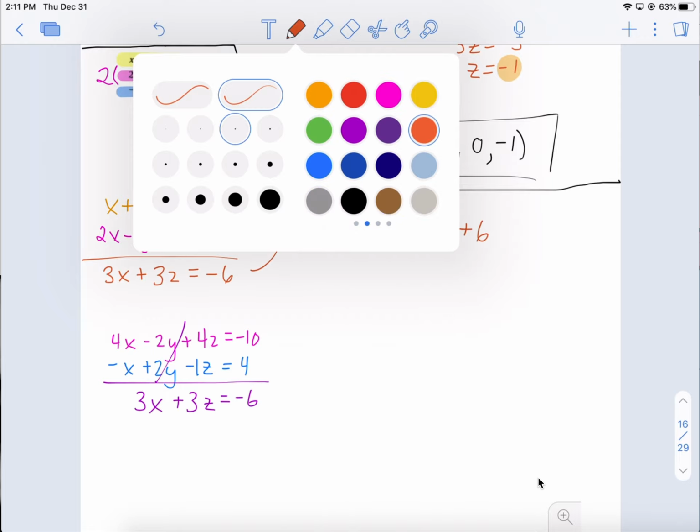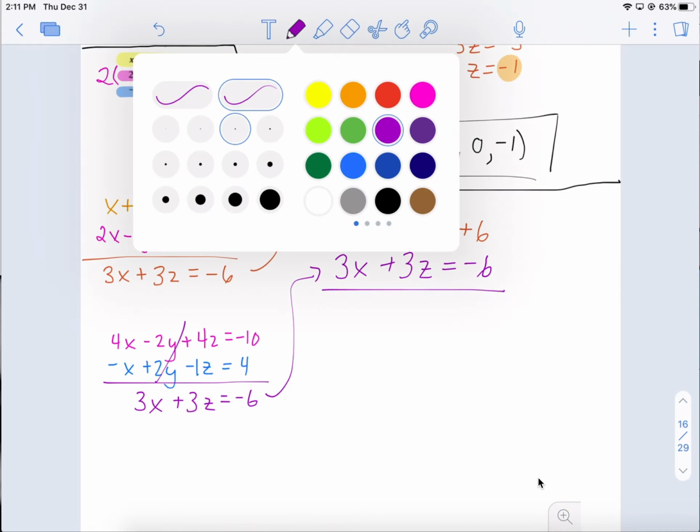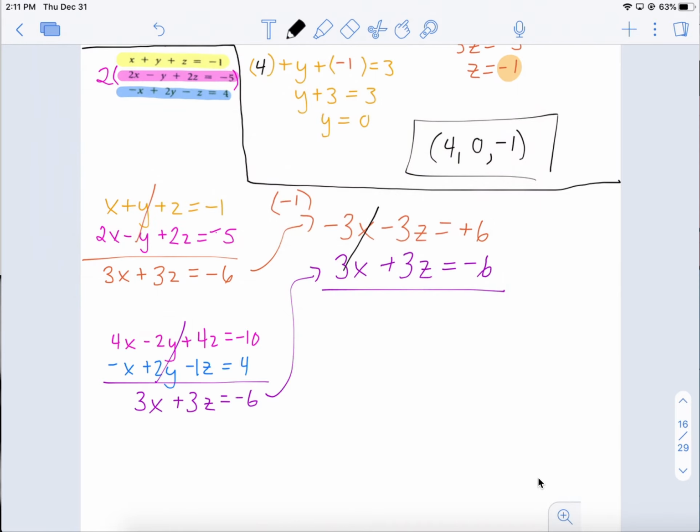Bring my purple equation up. Positive 3x plus 3z equals -6. Now, look what happens when I add these together. I cancel out the x's, but I also cancel out the y's. I don't have anything left, so I'm going to put a 0. I have no x's, no y's. Positive 6 minus 6 also gives me a 0.